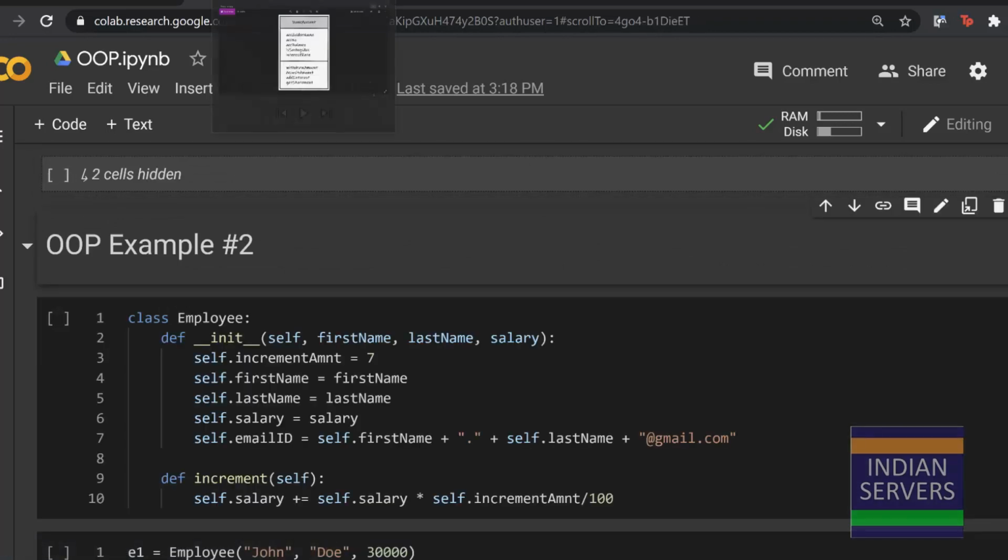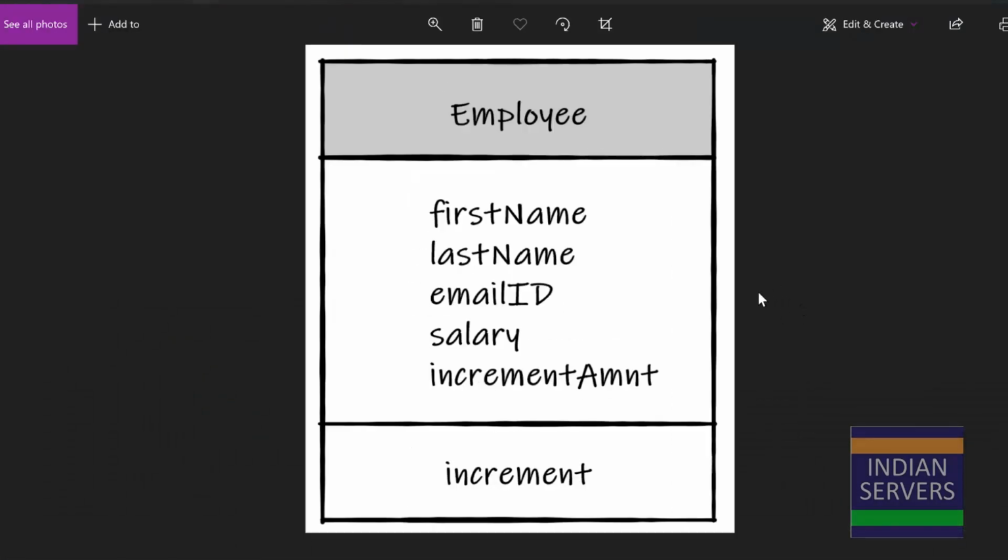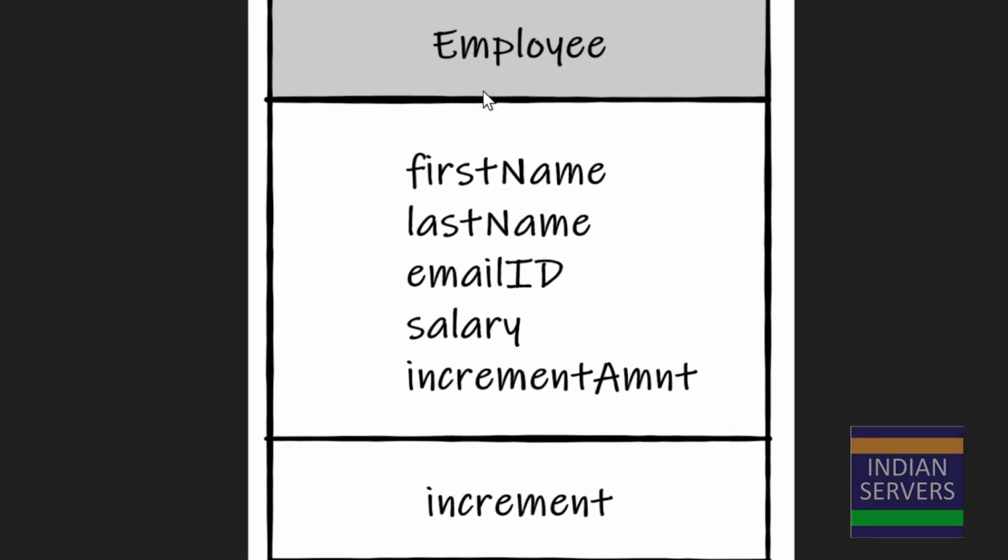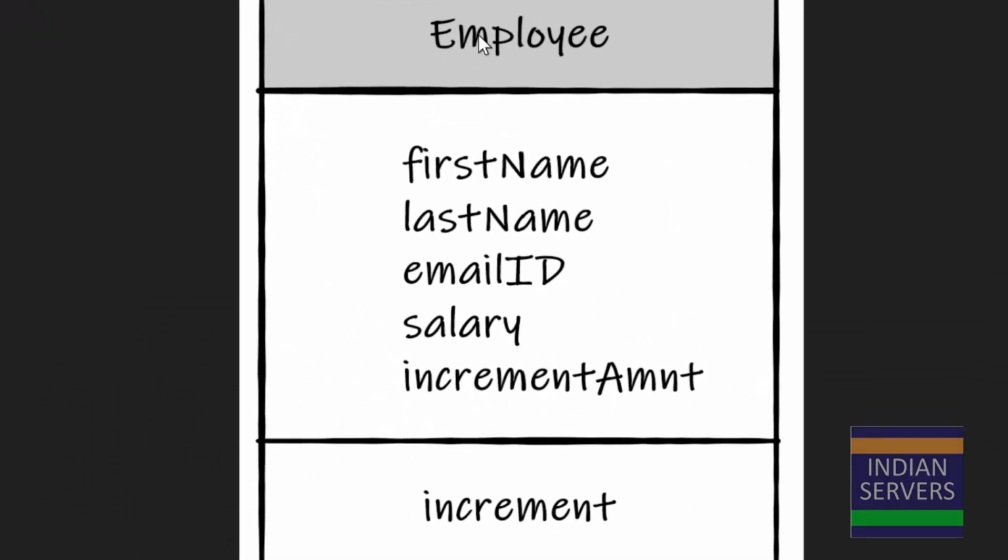So for the second example I have a class called Employee. The properties under this class are first name, last name, email ID, salary, and increment amount. We also have another method called increment. Now let's go through each and every property and understand what they are.